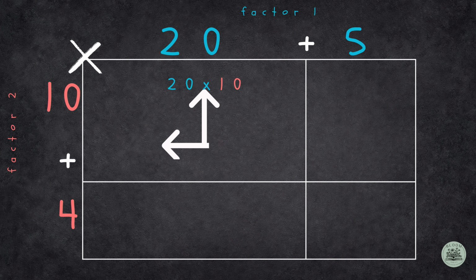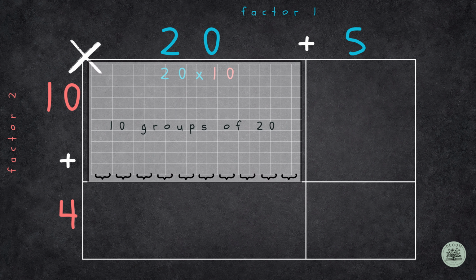Let's look at the same problem a different way. I still multiply up and over, but now instead of base 10 blocks, I'm going to find the area, or show the area of my answer. 5 times 10 equals 50, so I shaded in 50.